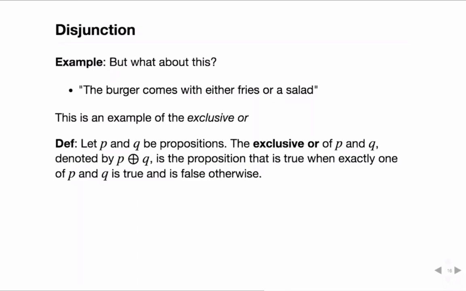So again, if P and Q are propositions, the exclusive OR of P and Q, which we denote by P ⊕ Q, is the proposition that is true when exactly one of P and Q is true and false otherwise. Or another way to say that is the exclusive OR of P and Q is false when P and Q are both false, and it's false when P and Q are both true, and it's only true if exactly one of P and Q is true.